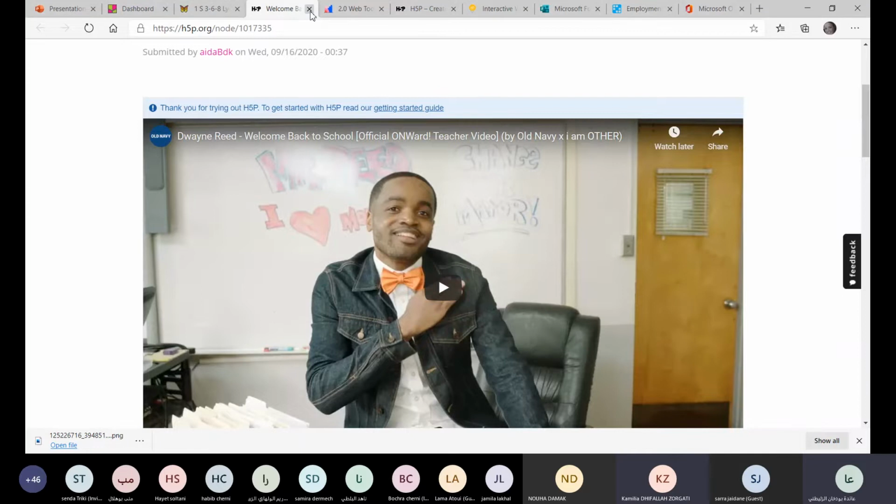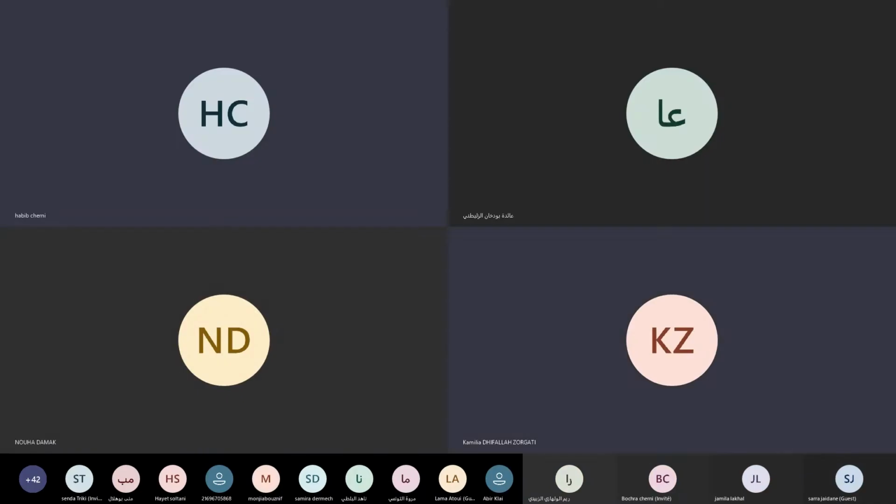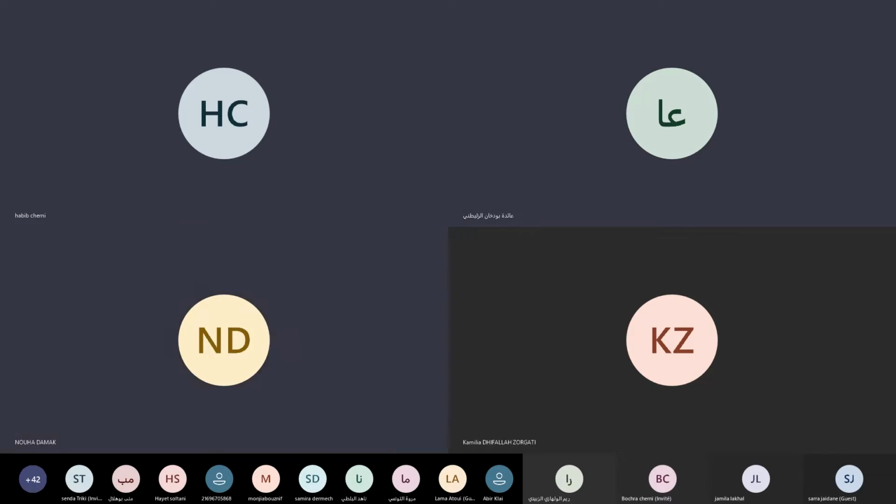Not at Word Wall. That's all we could see. How can I? Yeah, you are still on Padlet. Do you want to go back to your presentation, Mrs. Zlitni? Okay. No, it's okay. So here it is, my dashboard for Padlet.